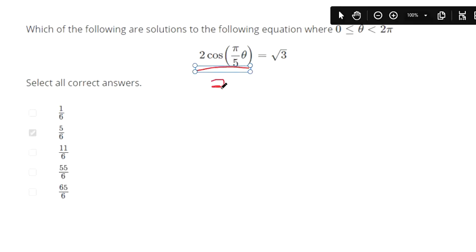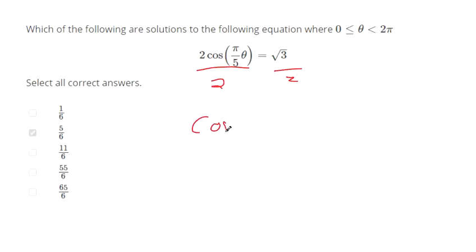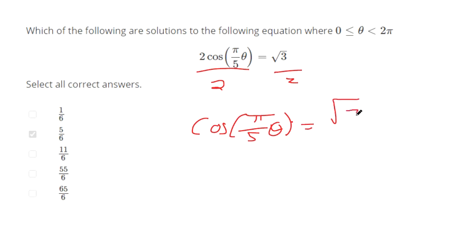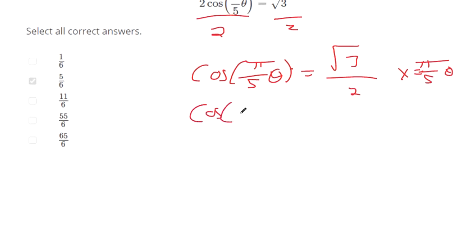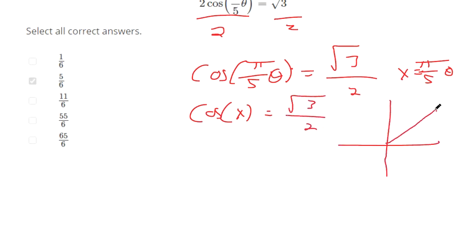Same thing for this one. Let's get cosine by itself. So we get cosine of pi over 5 theta equals the square root of 3 over 2, and we'll make that substitution that x is pi over 5 theta. So now we're dealing with cosine of x equals the square root of 3 over 2. Same quadrants as the last one. And so square root of 3 over 2 needs to be on the adjacent. That way, the adjacent divided by the hypotenuse is the ratio, because that's the definition of cosine. So if this is square root of 3 over 2, then that means this has to be 1/2. This is just going from what our special triangles say.